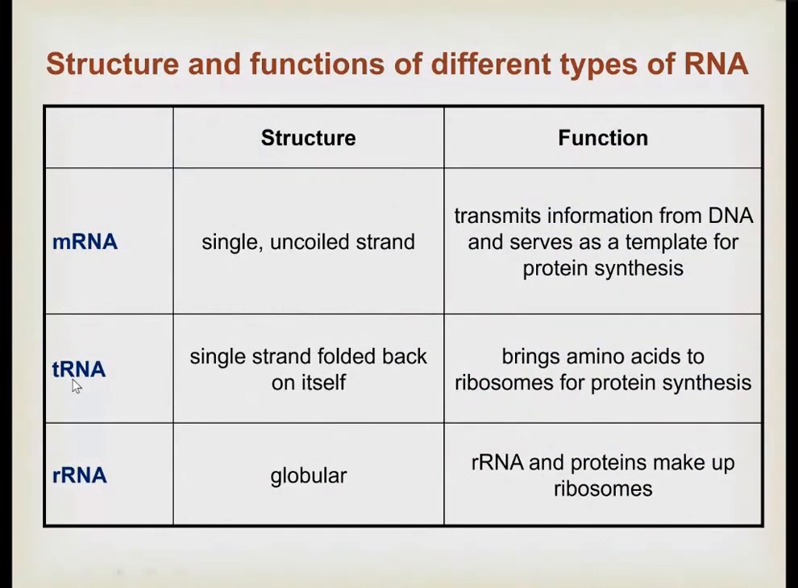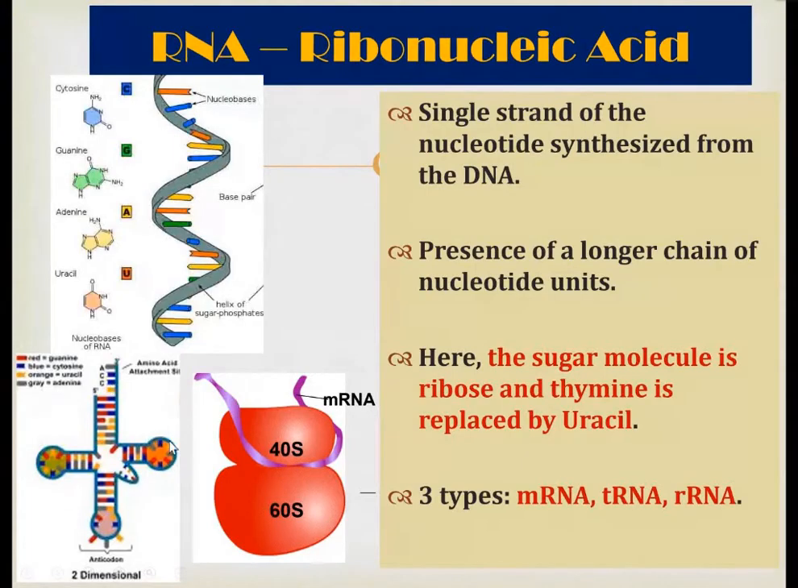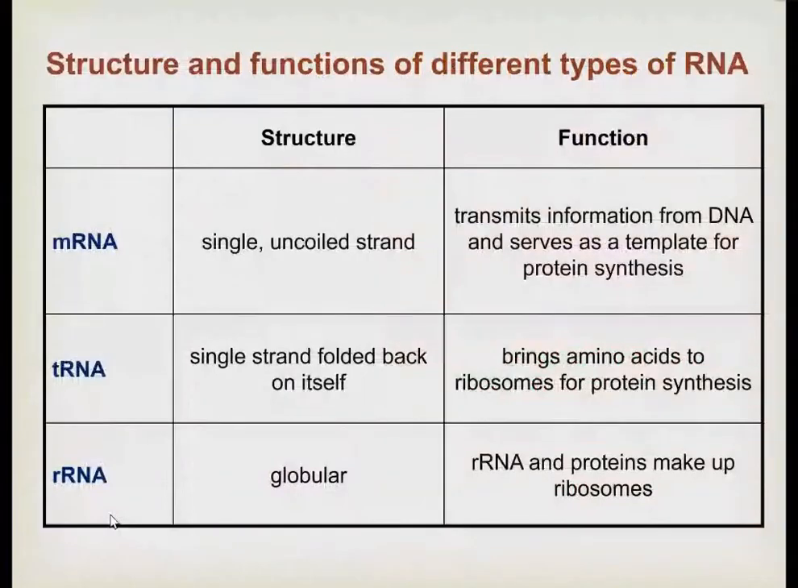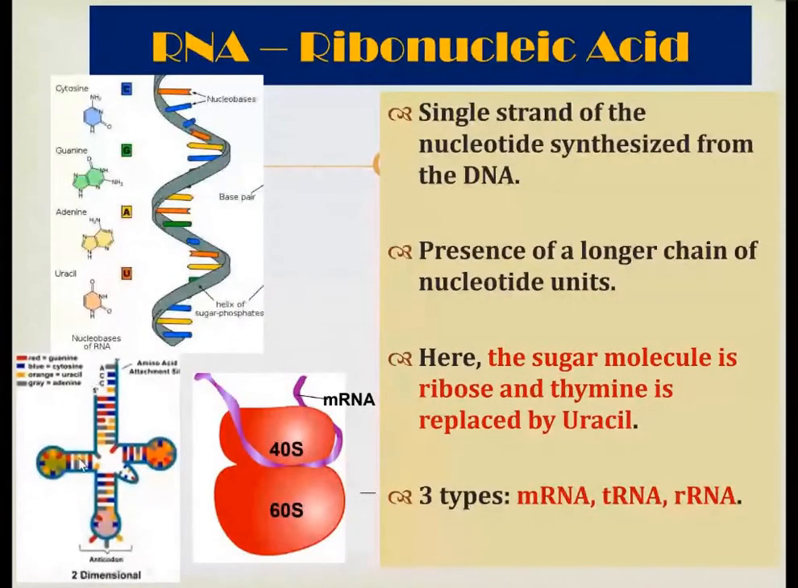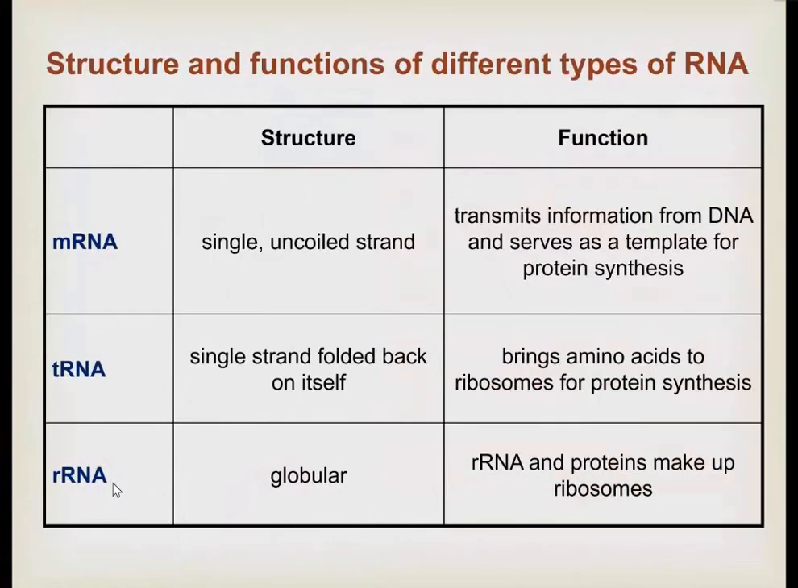Now next one is the tRNA. This is the tRNA. Over here you can see the single strand of RNA folding back on itself, and it is forming a kind of similar type of this structure. This is known as the tRNA, the transfer RNA. So what's the main function of the tRNA? This tRNA will transfer the amino acid to the ribosome for the protein synthesis. So it brings the amino acid to the ribosome for protein synthesis. This is the main function of the tRNA.